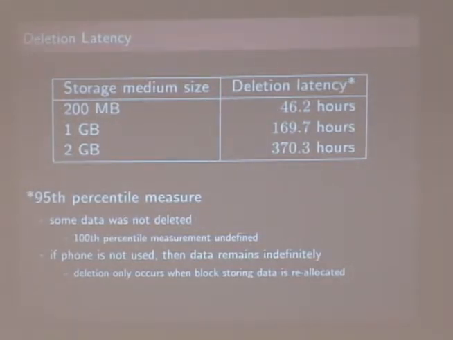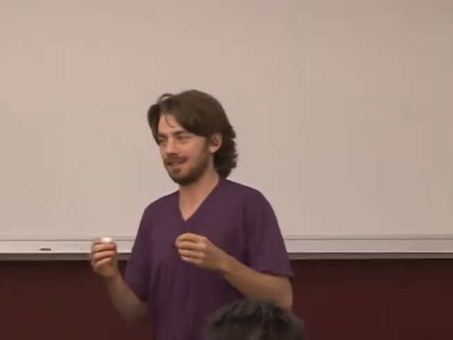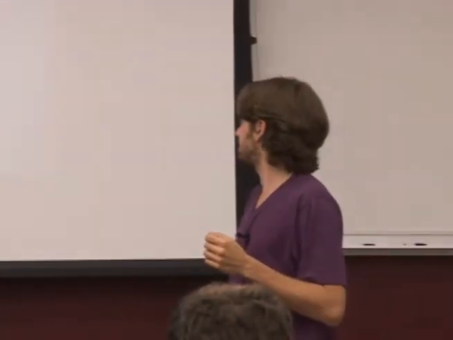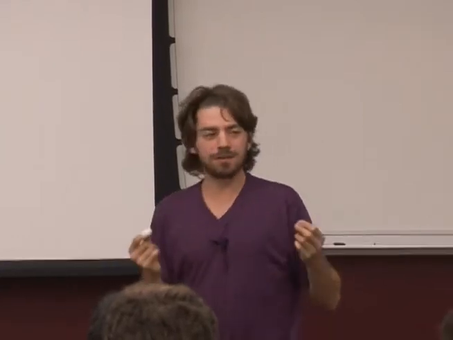Now these are the 95th percentile measurements. Of course, the 100th percentile was undefined. There's no guarantee that the data would actually be deleted. If it happens to be the only deleted page on an erase block, then the file system will always skip it in favor of any other erase block that has a little more wasted space on it, just as a matter of heuristics. And this also has the concern that if the phone isn't being used, then the data just stays there.